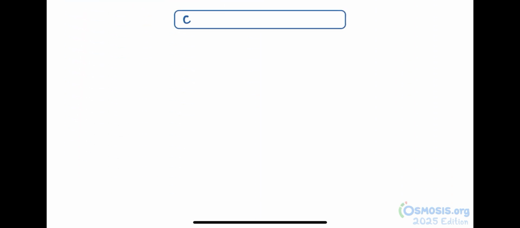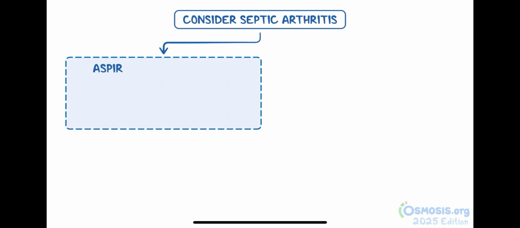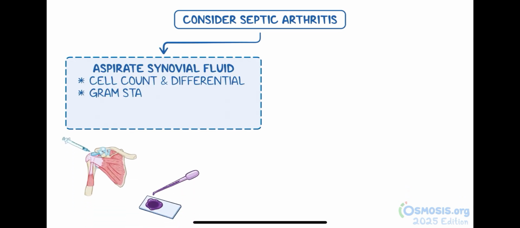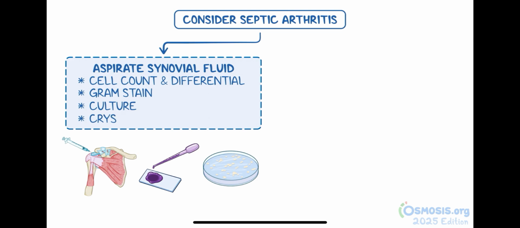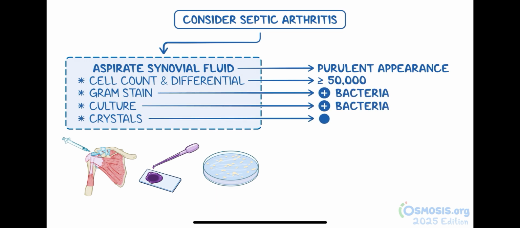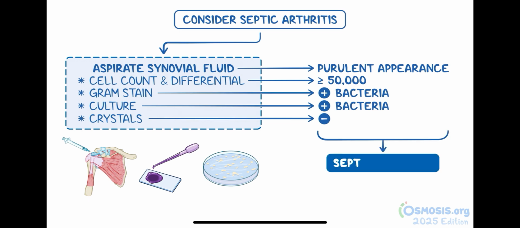Based on these findings, consider septic arthritis and aspirate synovial fluid for analysis of cell count and differential, gram stain, culture, and the presence of crystals. If the synovial fluid has a purulent appearance, a white blood cell count of 50,000 or more, gram stain and culture are positive for bacteria and negative for crystals, diagnose septic arthritis.